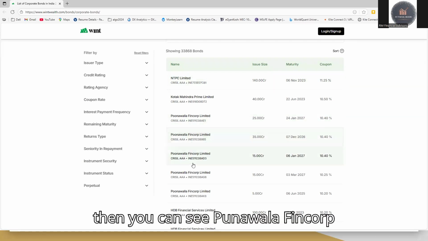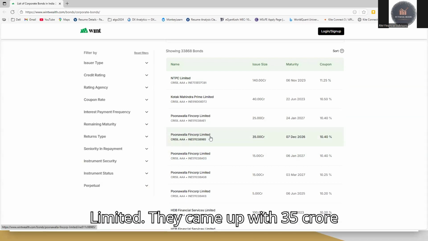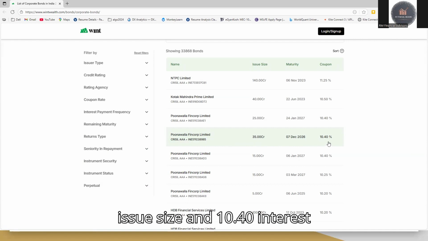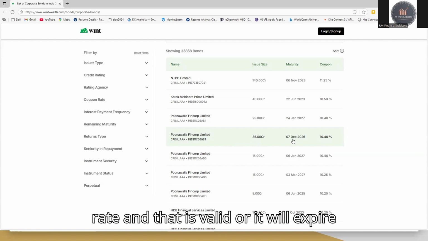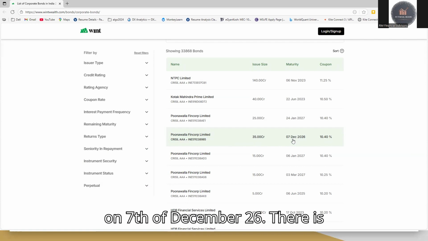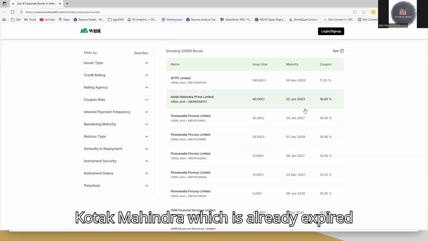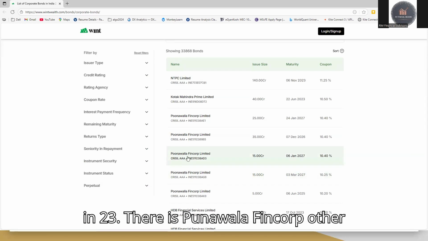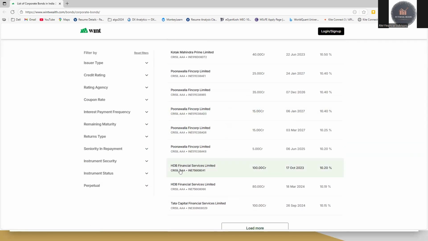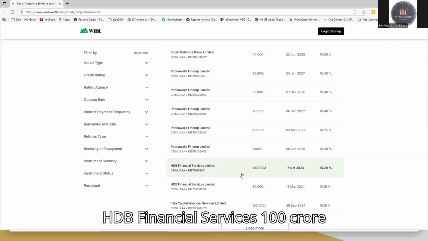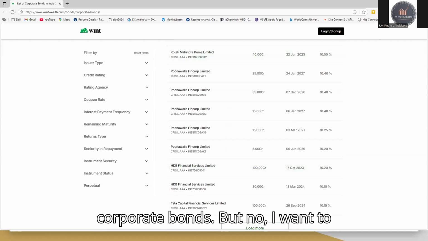Okay. Then you can see Poonawalla FinCorp Limited. They came up with a 35 crore issue size and 10.40 interest rate, and that will expire on 7th of December 26. There is Kotak Mahindra, which already expired in 23. There is also HDB Financial Services, 100 crore, 17 October 23. So these are your corporate bonds.